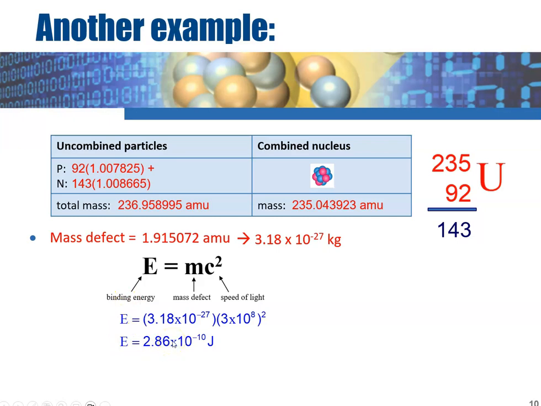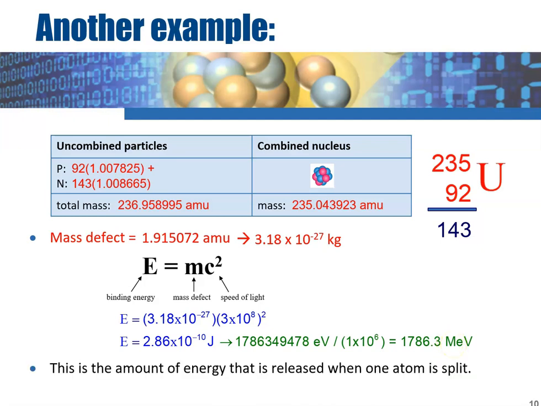But before I talk about it, let's convert that binding energy in joules into eV. Divide by 1 times 10 to the 6. And now we have mega eV. So if I split this one atom of uranium-235, I'm going to get 1786.3 mega electron volts of energy released. Much more than that of the phosphorus isotope. All right, but remember, this is only the amount of energy in one atom.